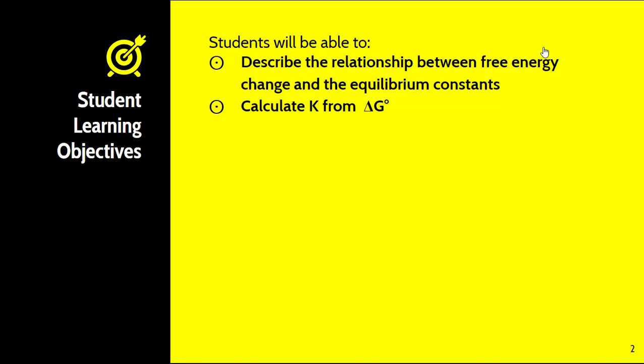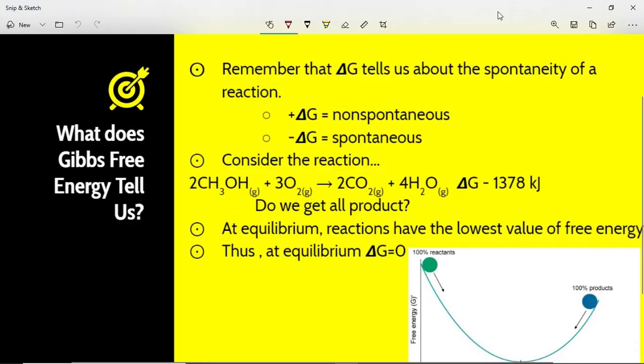So by the end of this video, you should be able to describe the relationship between free energy change and equilibrium constants, and then also calculate K from delta G. So again, do keep in mind that delta G tells us a lot about the spontaneity of a reaction. Remember that if delta G is positive, then the reaction is non-spontaneous, but if it is negative, it is spontaneous.